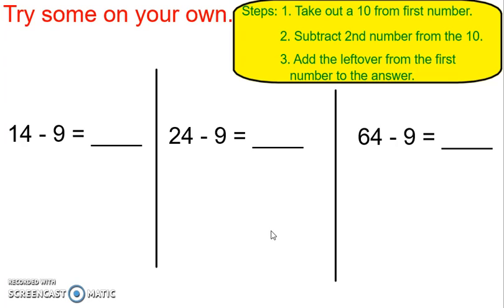You're going to try these 3 problems on your own. 14 minus 9, 24 minus 9, and 64 minus 9. Use your steps. Step 1, take out a 10 from the first number. Step 2, subtract the second number from the 10. Step 3, add the leftover from the first number to the answer. Go back and use your notes or preview parts of the video in order to help you. Please try your best. When you're done with these problems, you're done with today's lesson.